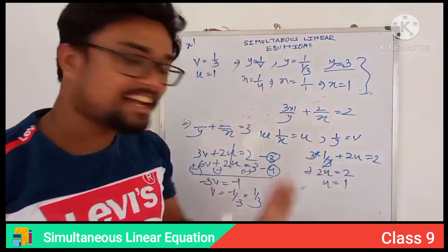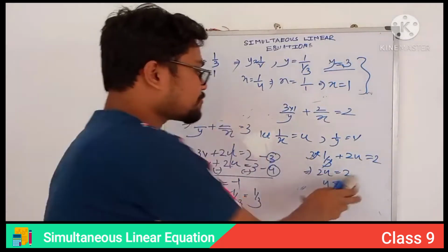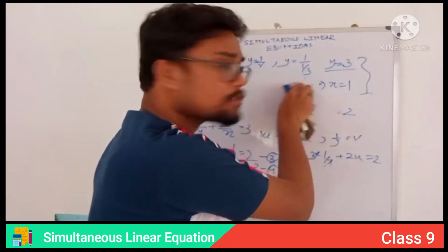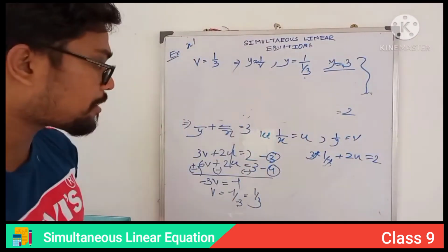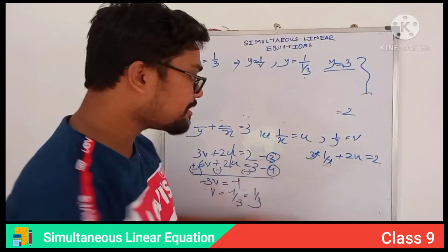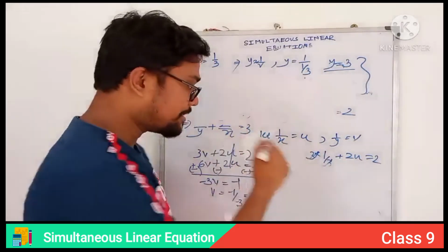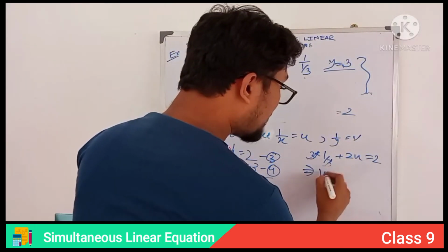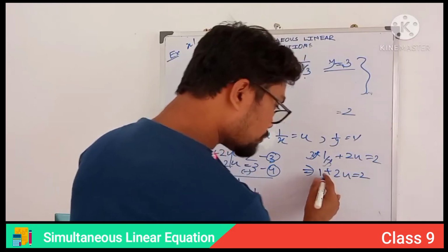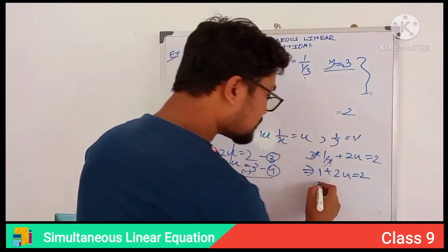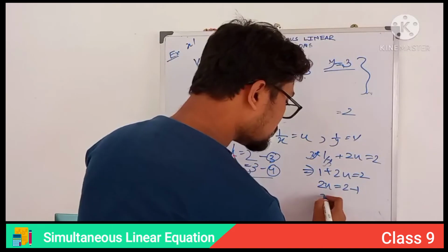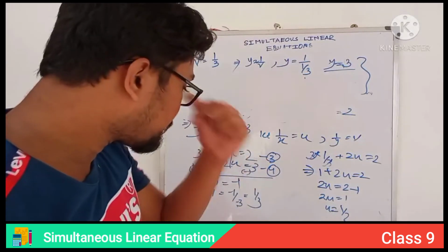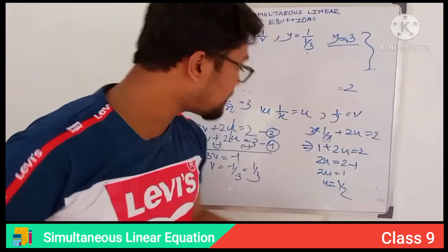Sorry, here I made a mistake: I eliminated this plus 1 also. So I have to correct something here. The value of y is correct, but the value of x is wrong, because when I cut the 3 by 3, I omitted the plus 1. So sorry for this wrong procedure. 1 plus 2u equal to 2. So I put this 1 on the other side. 2 minus 1, so 2u equal to 1, u equal to half. Sorry again for this interruption. So the value of u equal to 1 by half.